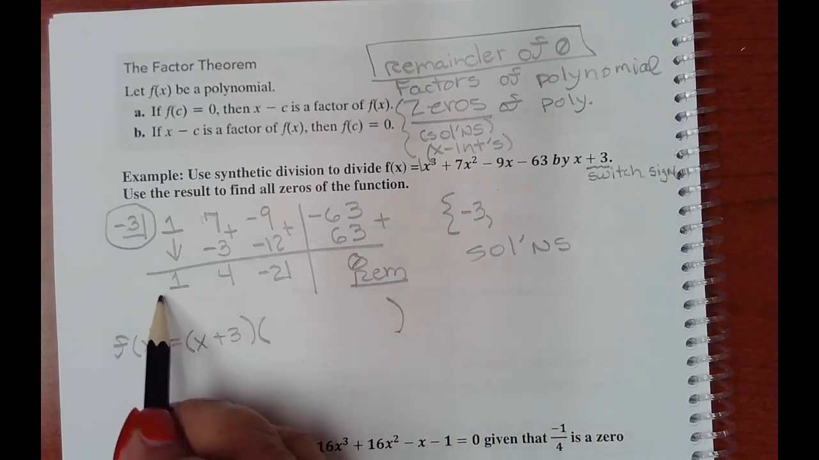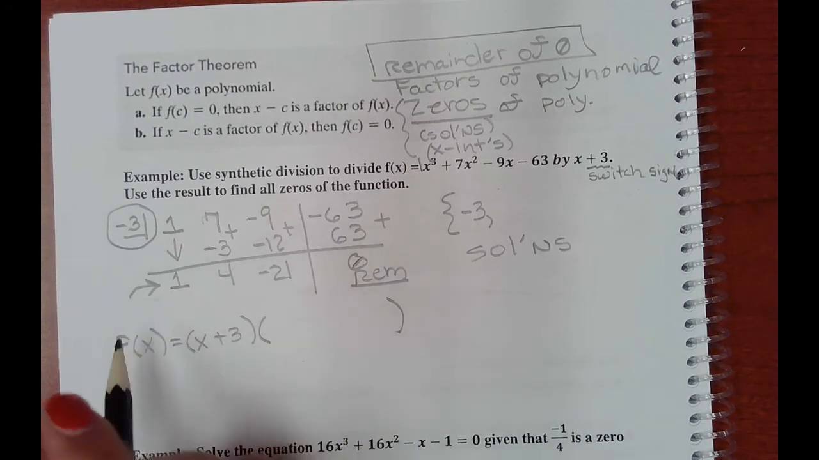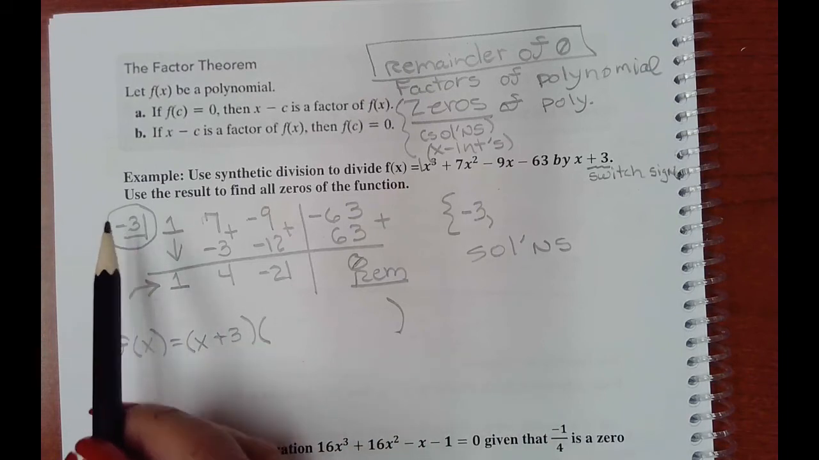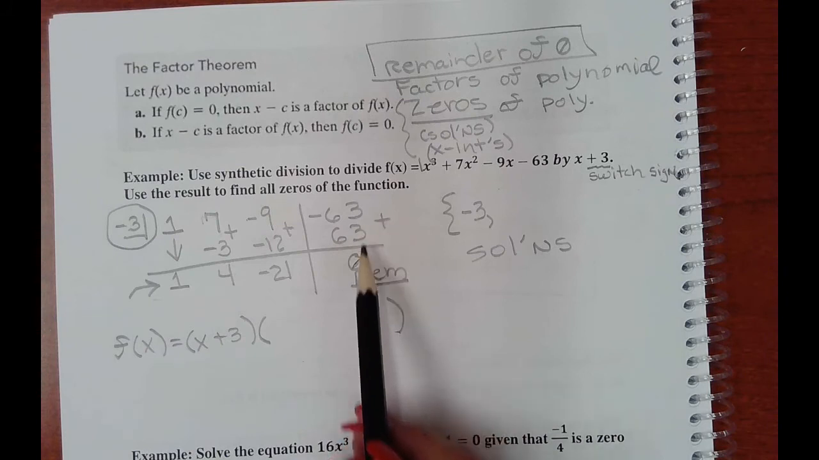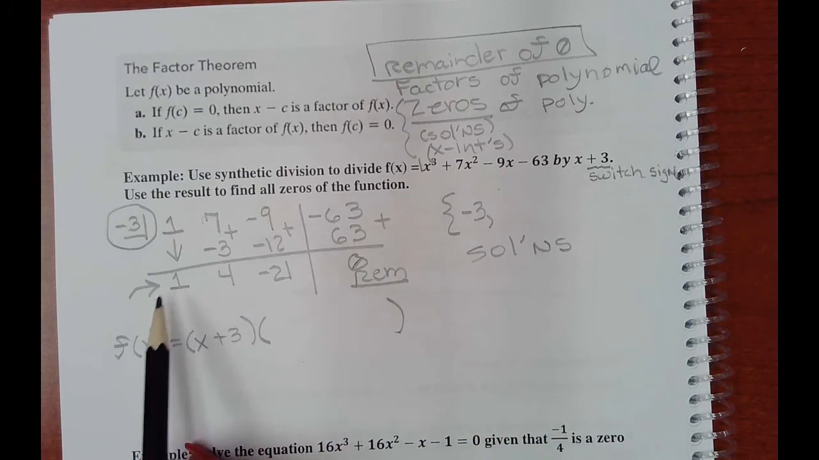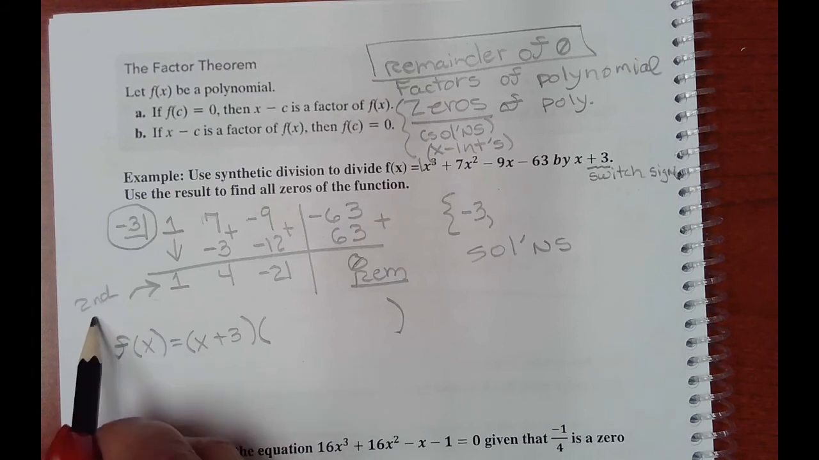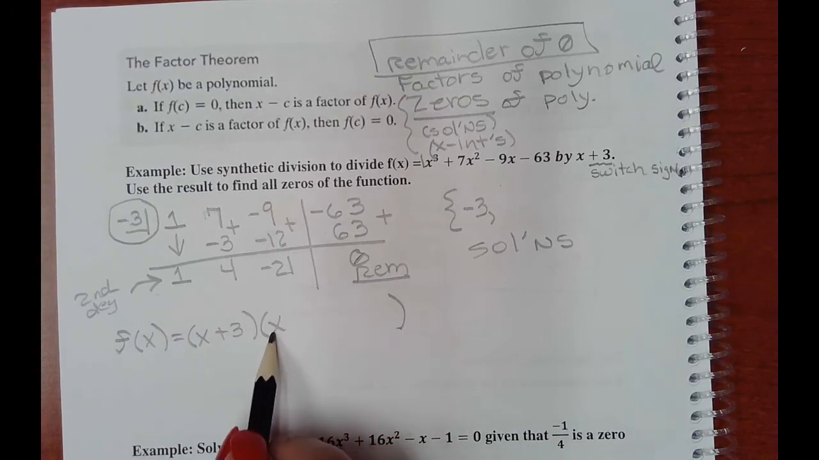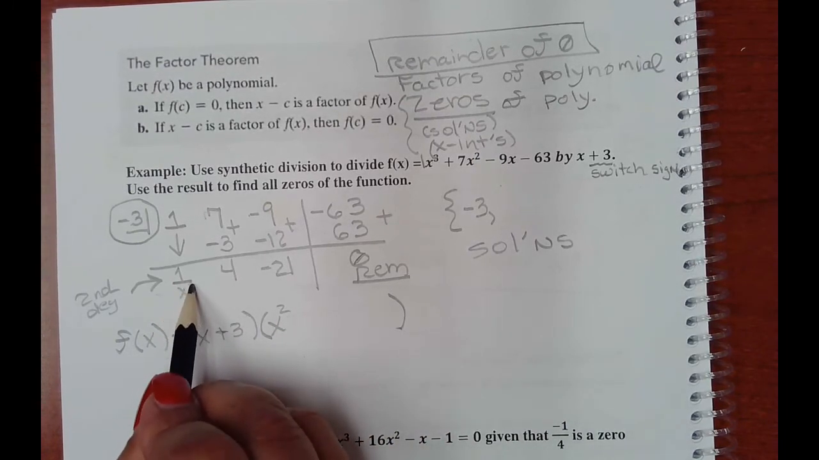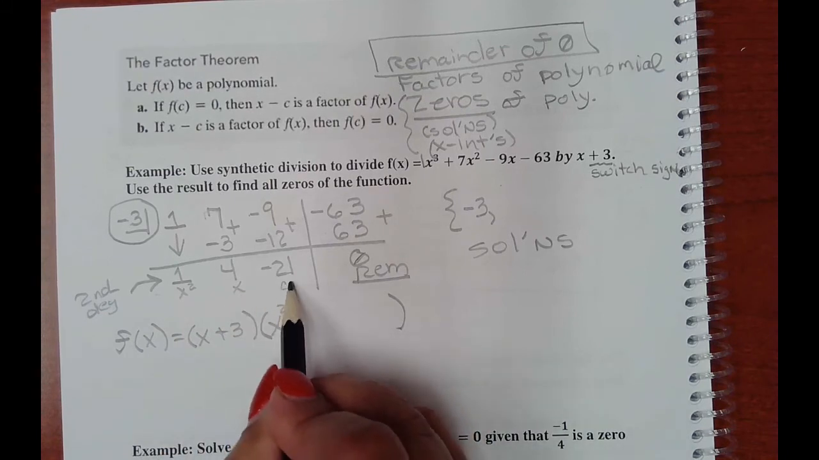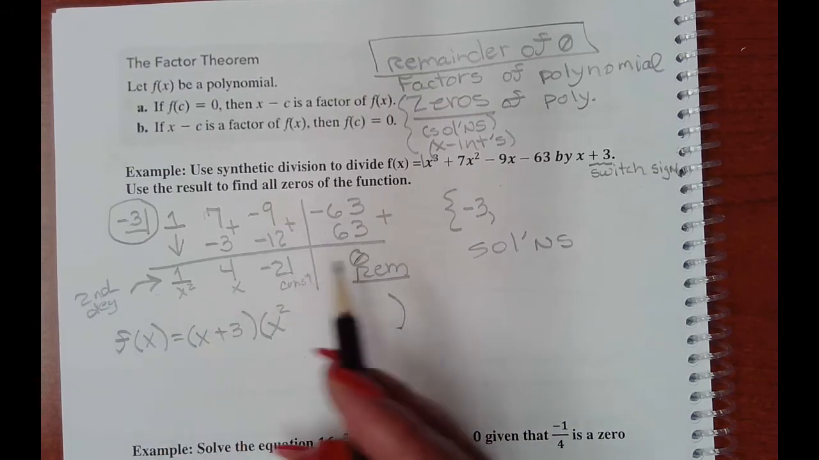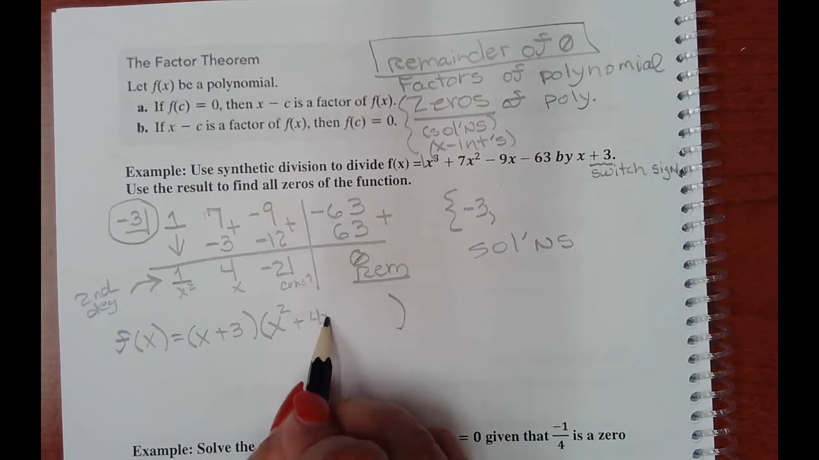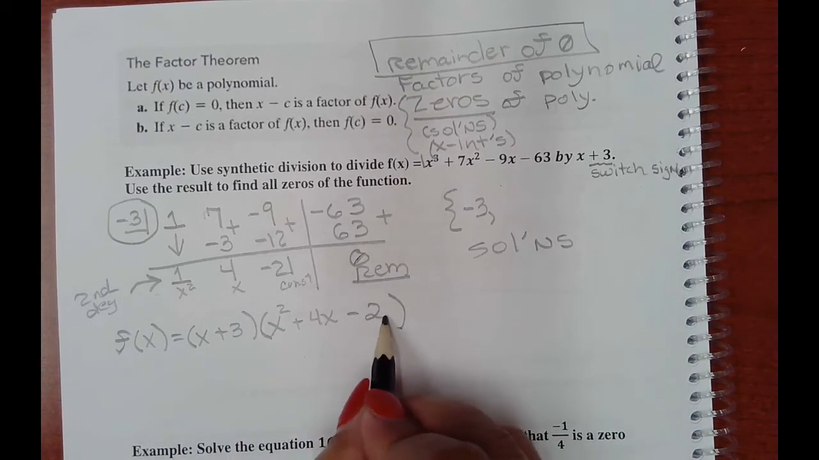And what you see right here underneath this bar is the remaining equation after you have synthetically divided negative 3 into the original polynomial. So what remains is, remember, you have come down to second degree. So what remains down here is 1x squared. That's your second degree term. This is your first degree term. This is your constant. So what this is: 1x squared, positive 4x, and then negative 21.